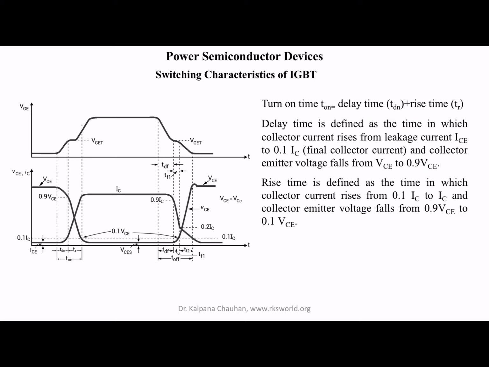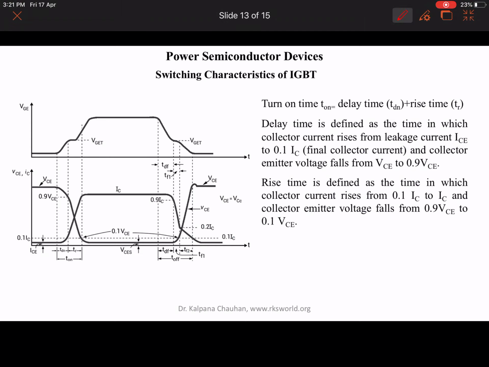Next characteristic is the switching characteristics. Here in the switching characteristics, we have drawn the turn on time T on. T on is the summation of the delay time TDN and TR, the rise time. Delay time is defined as the time in which the collector current rises from leakage current to 0.1 IC, the final collector current, and the collector emitter voltage falls from VCE to 0.9 VCE.